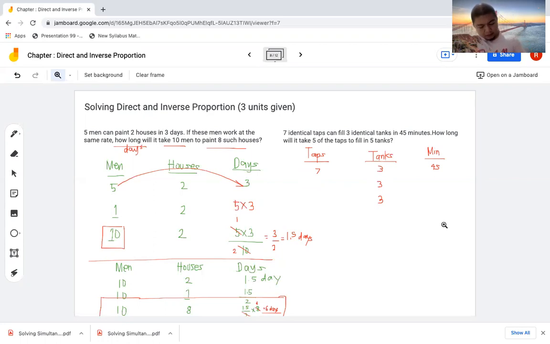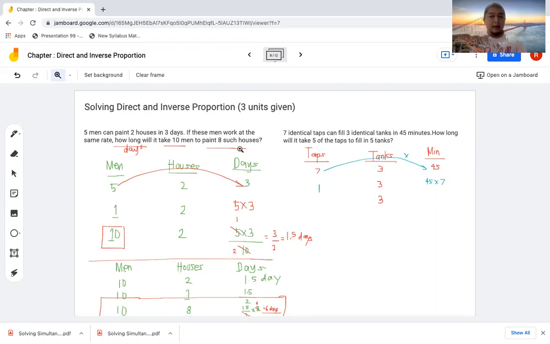Okay, so let's start. If 7 taps can fill 3 tanks in 45 minutes, we are going to assume, what if there's only 1 tap? And the procedure will automatically just be the same. So we multiply this. So this is going to give us a calculation of 45 times 7. In this case, you're not going to be calculating anything yet.